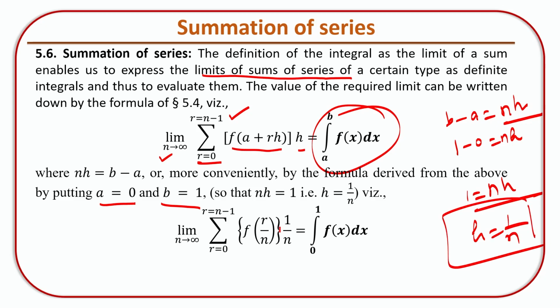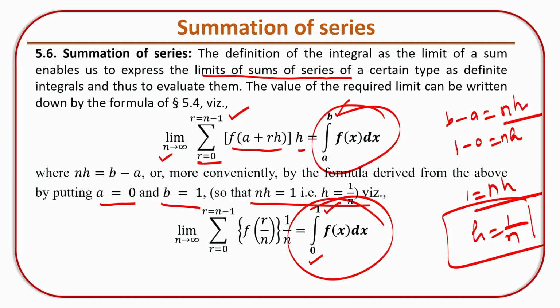These are good numeric values for H. So if N is 10, H is now 1 by 10. Whatever N you are taking, the reciprocal will be your small h. So this formula, as we have put B equal to 1 and A equal to 0, now becomes the integral from 0 to 1 of f(x) dx.